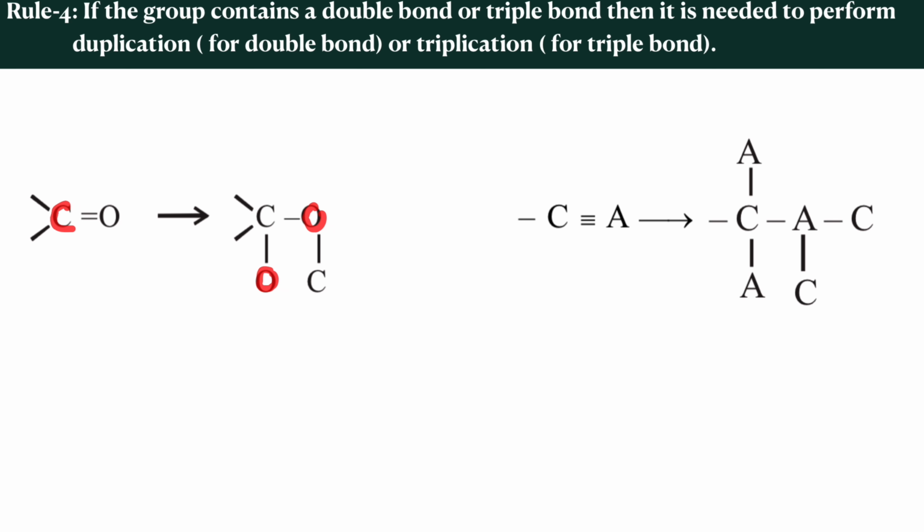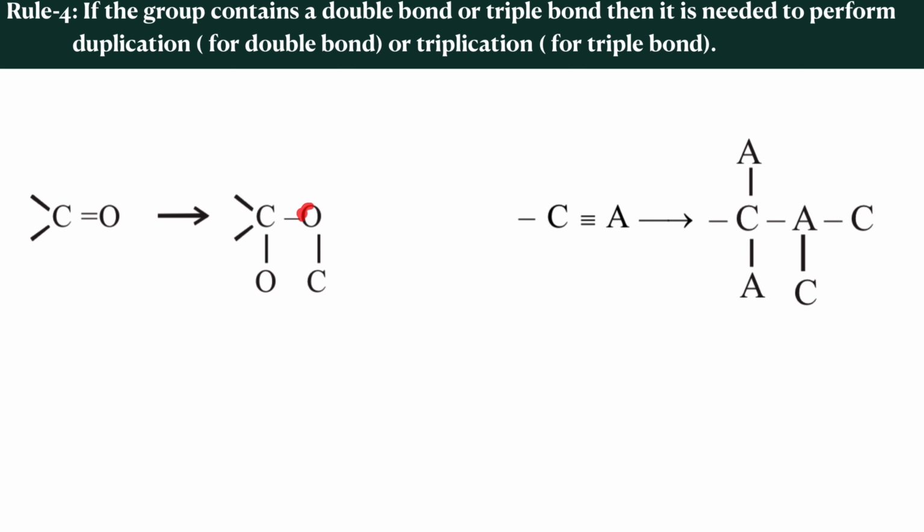Here carbon has a double bond with oxygen, we are converting the double bond into two single bonds. Here this is the original atom and this is a phantom atom. Oxygen is having a double covalent bond, but we are writing that double covalent bond as two single bonds. This is the original atom and this is the phantom atom.